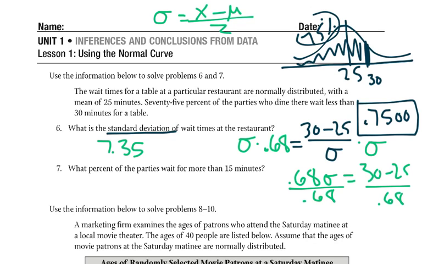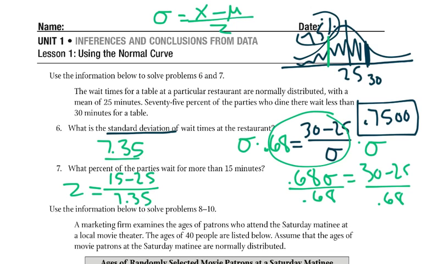Alright, so now what percent of the parties wait for more than 15 minutes? So we find the z-score of 15 down here. Okay, so I'd now use the original one, because I know what my standard deviation is. So I'd go 15 minus 25 over 7.35. Find our z-score. And then once we got our z-score, we look up the percent. Much easier that way, huh? So z-score of negative 1.36.